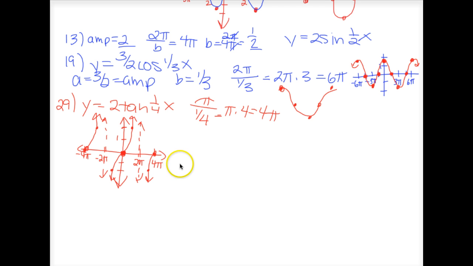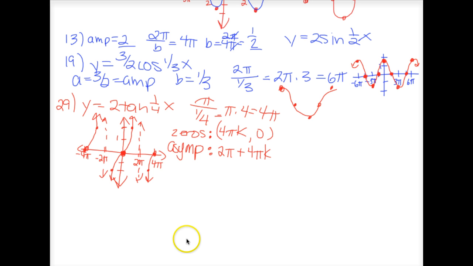It asked us, excuse me, for the period, which we've already listed. It also asked us for the zeros. So remember, the zeros are going to be wherever the first one is, which is at 0, plus whatever the period is, k. So in this case, the period is 4 pi, so they're going to be 4 pi k, 0. Then the asymptotes, the first one is at 2 pi, and then they repeat every 4 pi. So 2 pi plus 4 pi k.